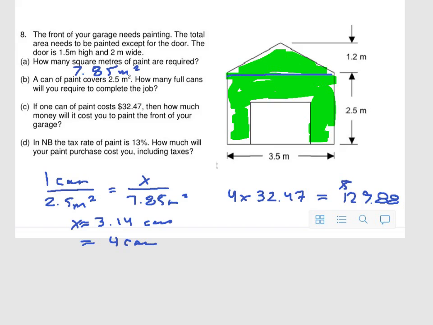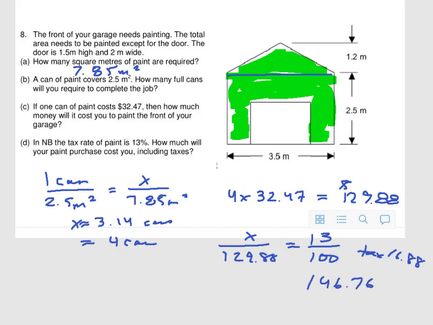If you want to find the tax, you could do the long way, the way we learned in class. Take 13% of the $129.88. 13 times $129.88, that's divided by 100. That's going to give you tax of $16.88. If you add that on to the cost of the paint, it's going to give you a total of $146.76 for 4 cans of paint.